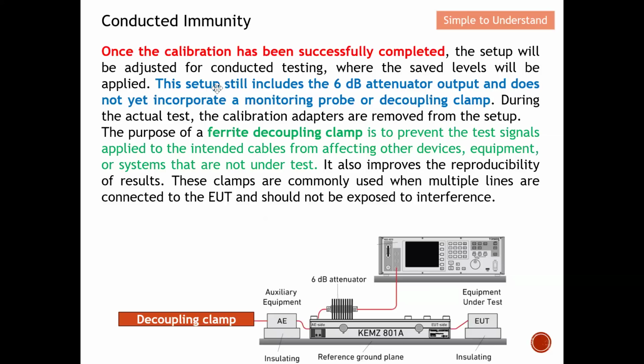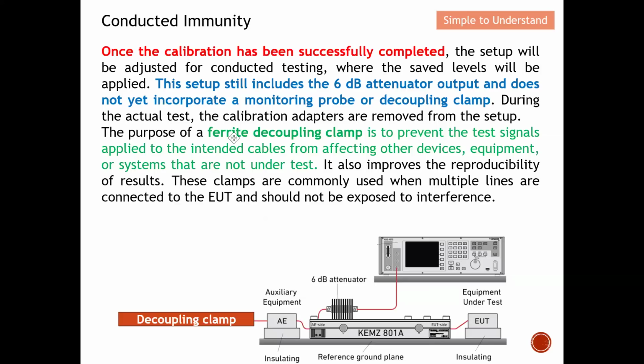Okay, so this setup still includes the 6 dB attenuator output. As you can see here, this is the 6 dB attenuator output and does not yet incorporate a monitoring probe or decoupling clamp. Okay, so during the actual test, the calibration adapters are removed from the setup. As you can see, there are no adapters anymore.